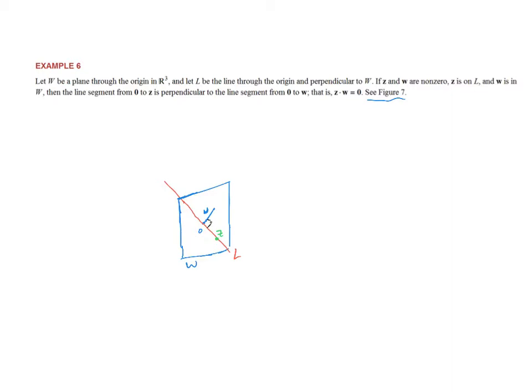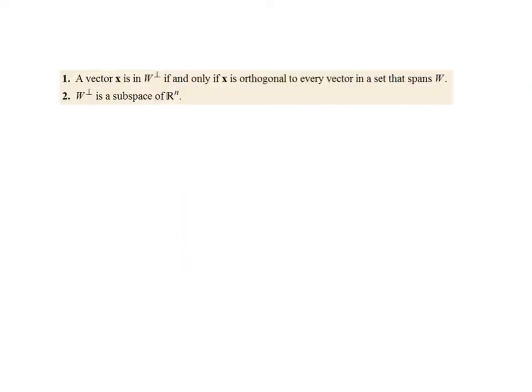So z dot w would be 0. That's what it says there, right? They are orthogonal to each other. Any vector in W, even if I use subscripts, there's w1, any vector in that subspace, w2, that should be lowercase, that would also be orthogonal, that would also be perpendicular to the line L and orthogonal to z.